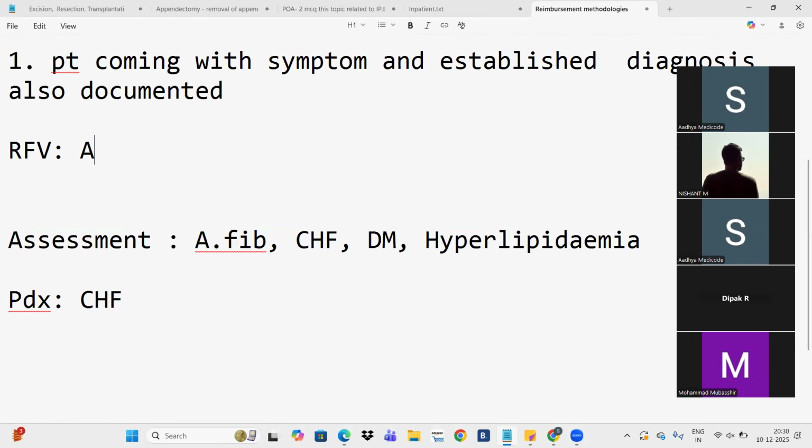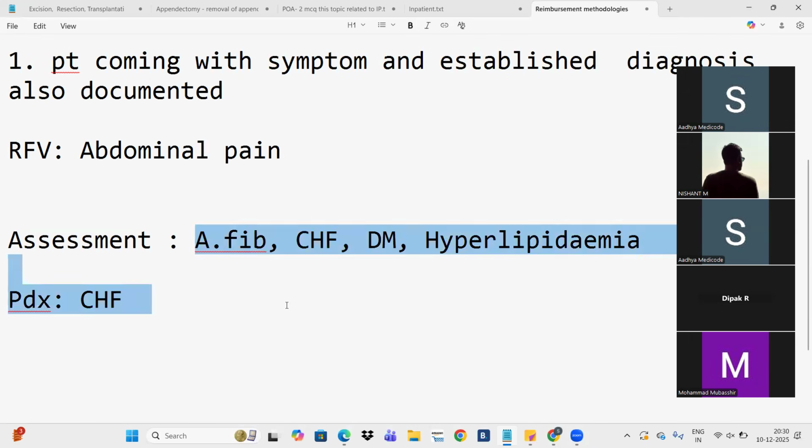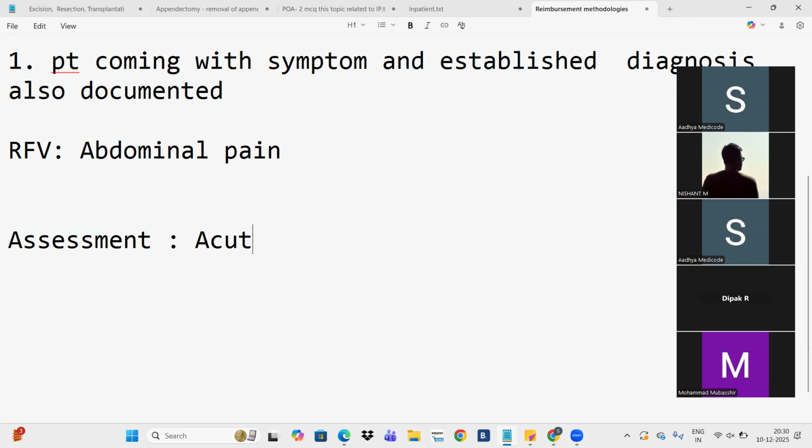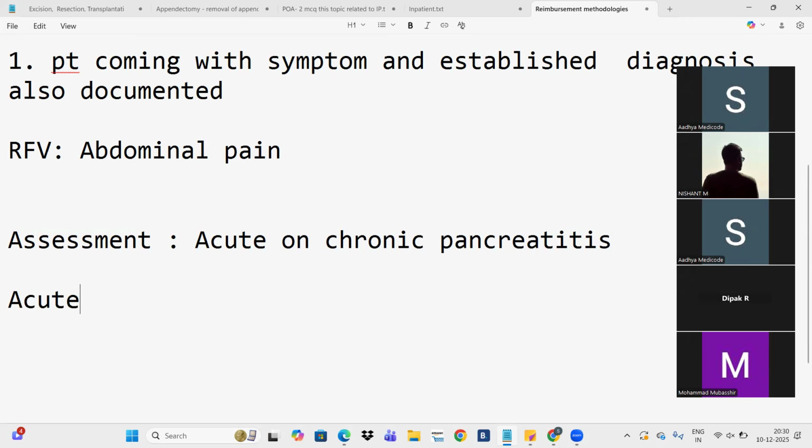Next concept. Whenever they document the same diagnosis as acute and chronic, both conditions have separate subentries, like we don't have a combination code. At that time, always code the acute condition first. The acute condition should be PDX, and chronic should be SDX.